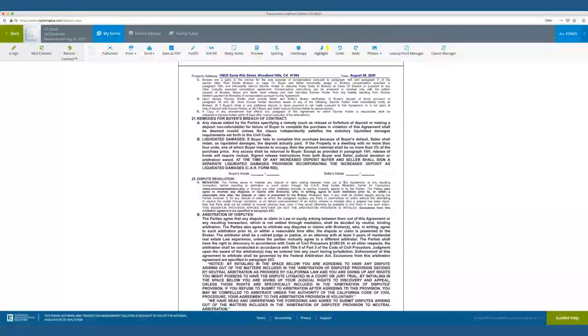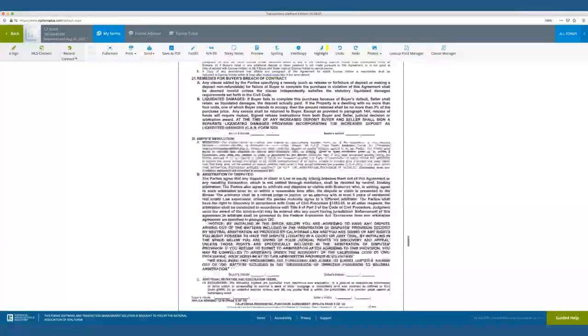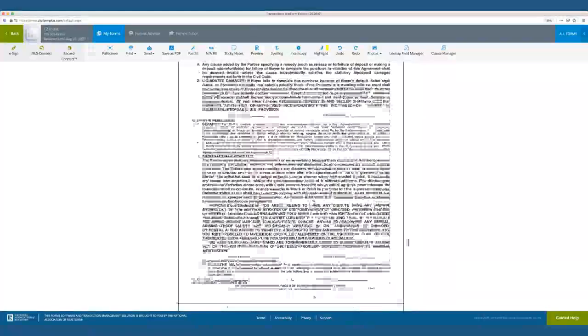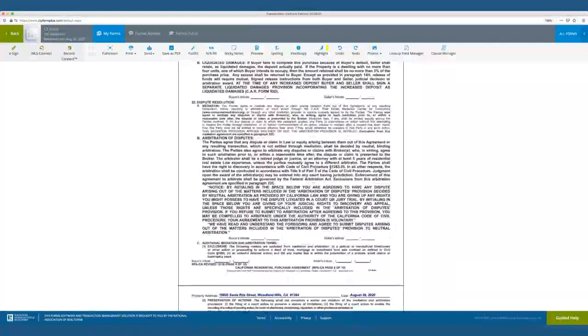But most do initial liquidated damages, so just to be aware. Then if there's a dispute, then mediation is everybody by reason of the contract, they agree to mediate first. Then they have the option of arbitration. So this is another option.